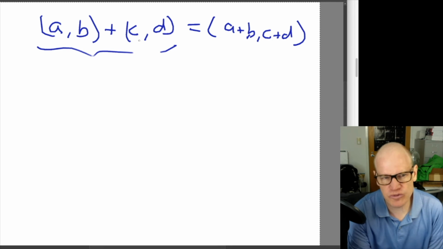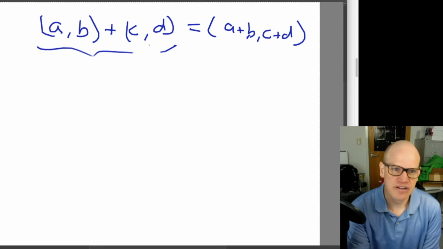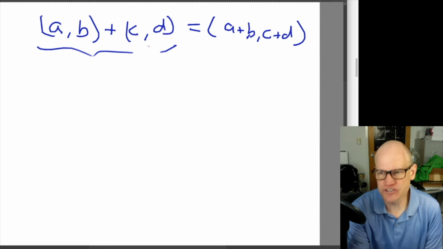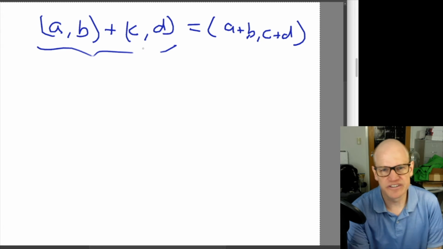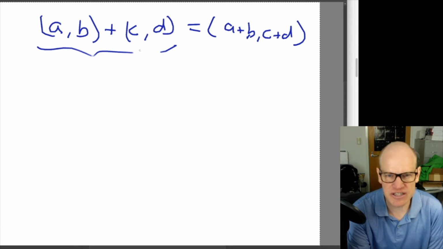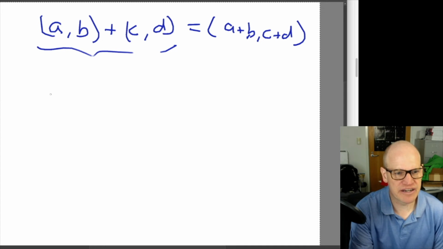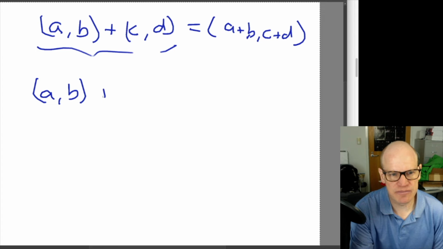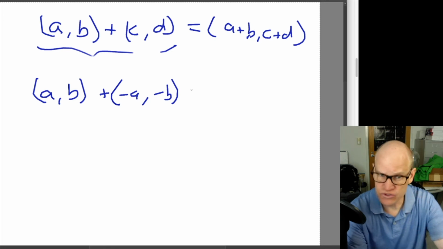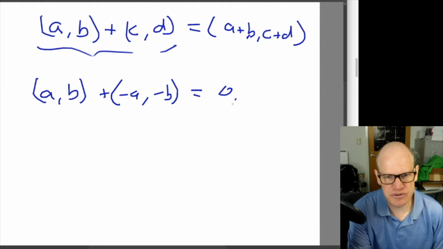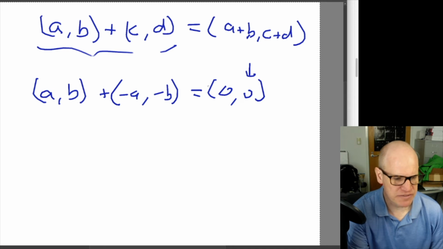So we talked before about the fact that you have these properties of addition, that it's associative, it's commutative, that there's an identity element, there's an inverse element. So for example, if I have (A, B), it has an inverse element. That inverse element is (-A, -B). And when you add these things together, following the rules that I described, you're going to get (0, 0). And this is the identity element. So the additive identity element looks like this.